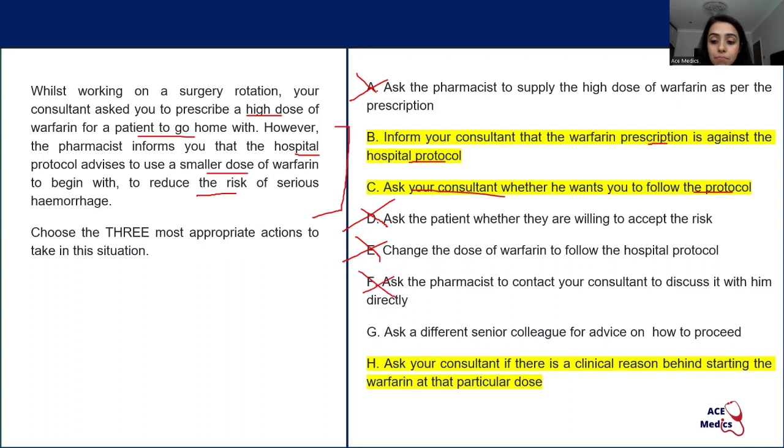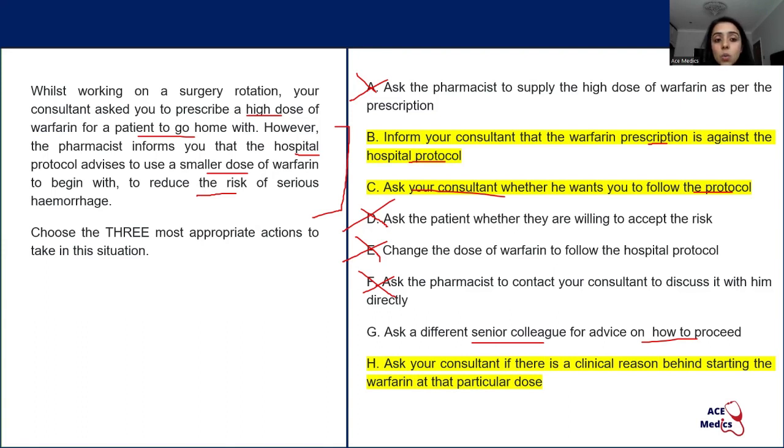Now, option G, ask a different senior colleague for advice on how to proceed. Okay, so again, just general rules or guidance for the examination. In general, it's always a good idea to ask for advice, and in general, that is a high-ranking option if you're not sure about what to do. But this is not always the case, especially if the clinical scenario is quite obvious on what you need to do. It's rarely sensible to ask for advice if the question stem is telling you that you know what to do.